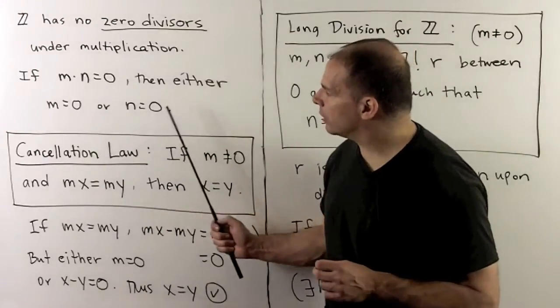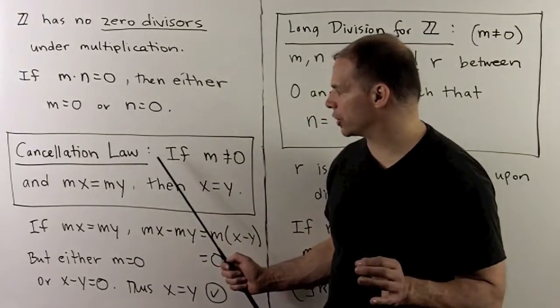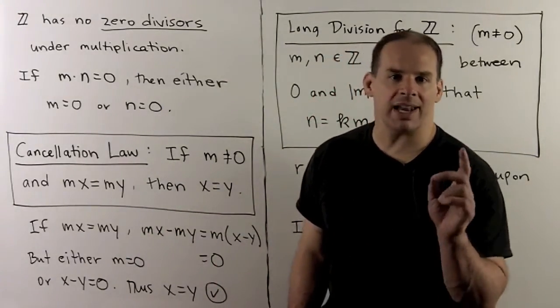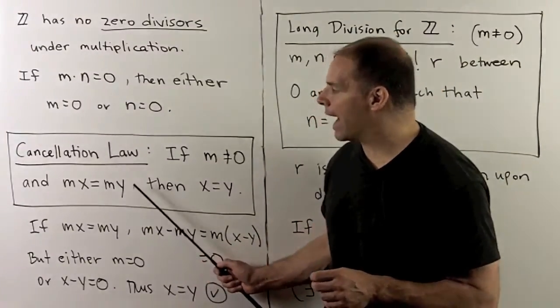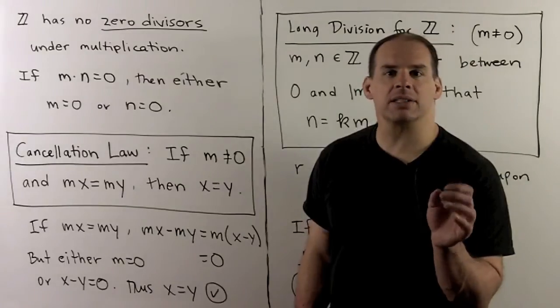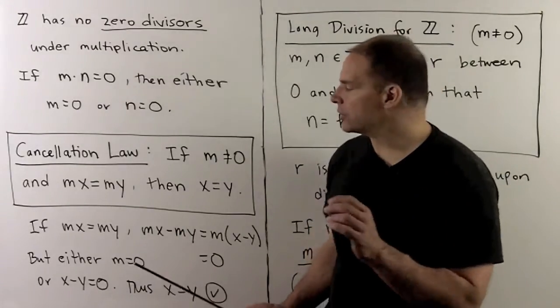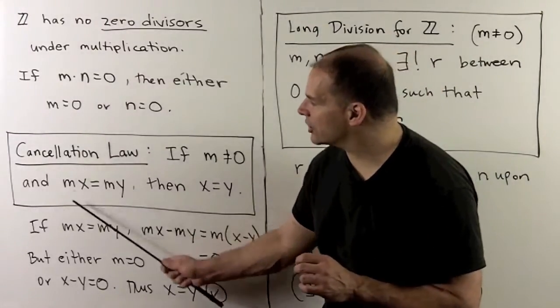Now with this, we get the cancellation law for the integers. So if we take a non-zero integer m, and we have mx equal to my, then that forces x to be equal to y. So when we have these conditions, we could just cancel off the m's.